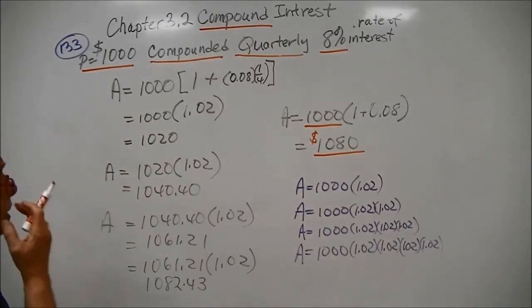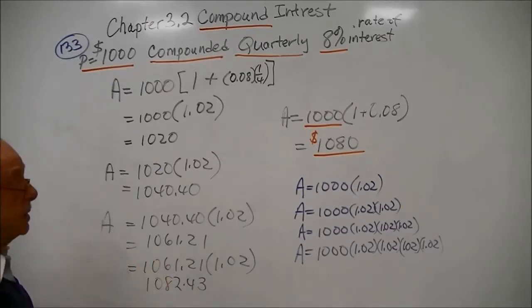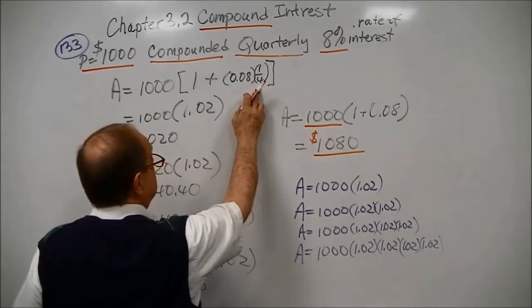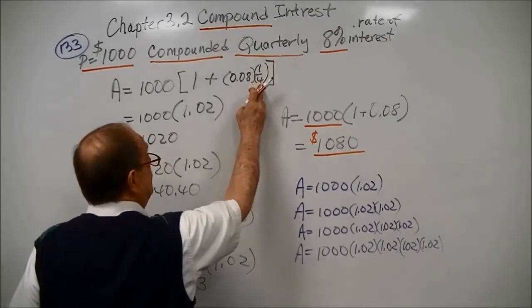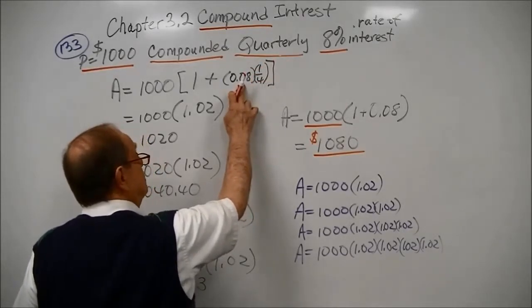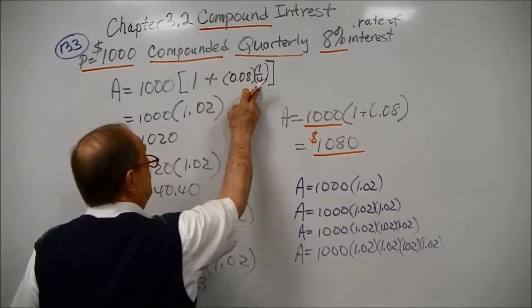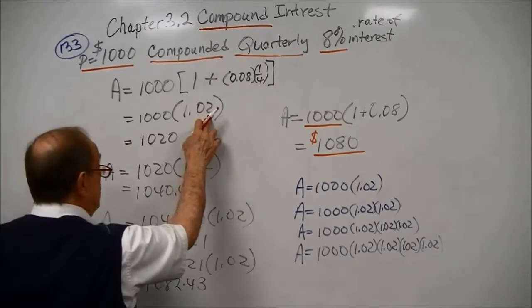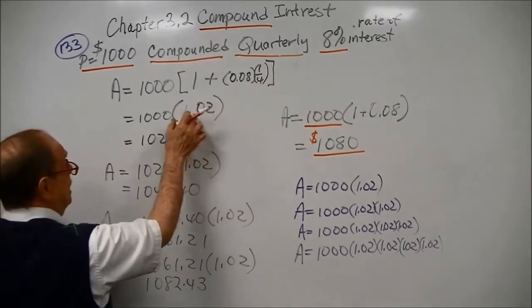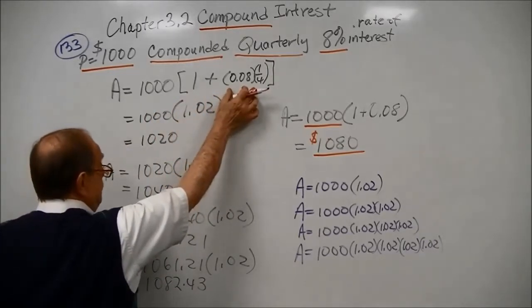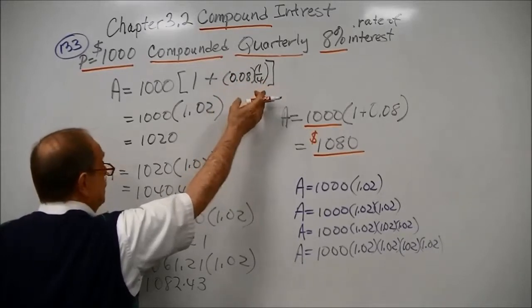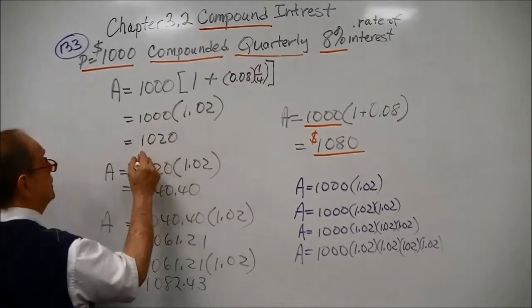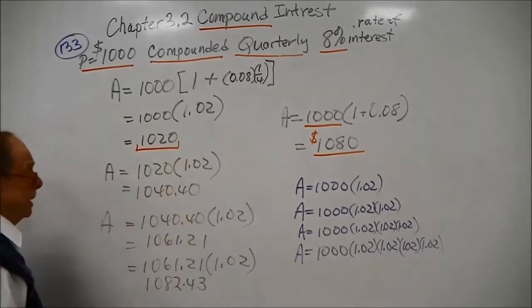every 3 months we're going to do the calculation. And for 3 months, the interest rate would be 1/4 of the 8%. 1/4 of 8% is 2%. So when we multiply after 3 months, which is a quarter, 1.02 times 1,000, we end up with this.